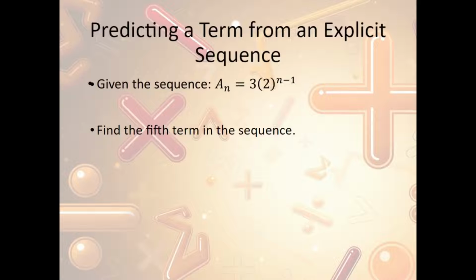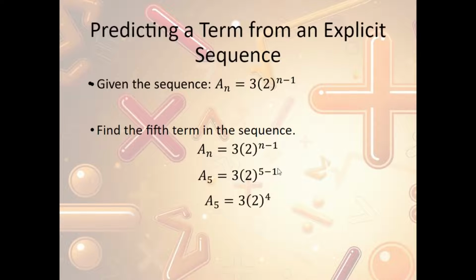Now let's take a look at an example. We have a_n is equal to 3 times 2 to the n minus 1, and we want the 5th term. So we're going to take that and plug 5 in for n. So this is a_5 is equal to 3 times 2 to the 5 minus 1 power.